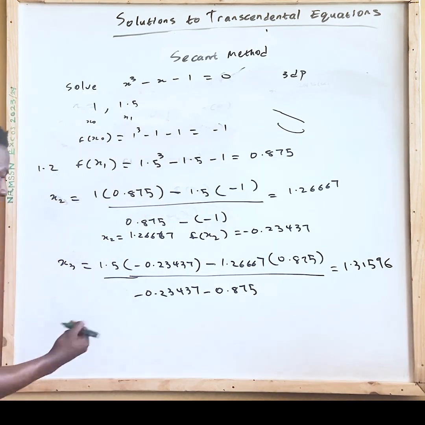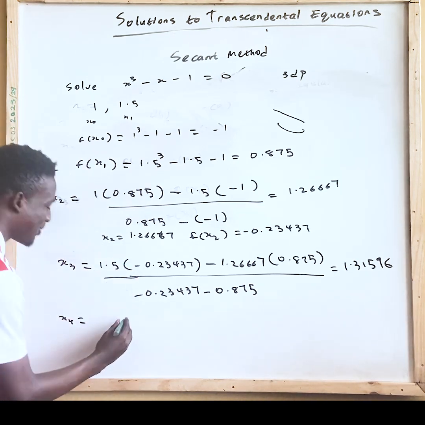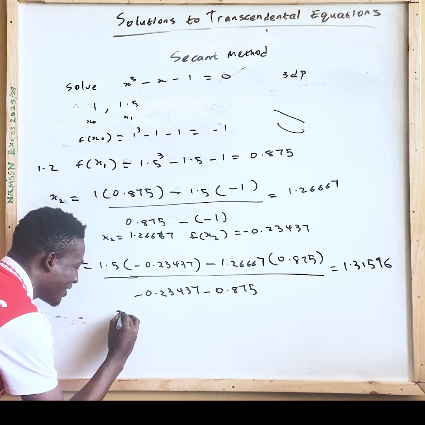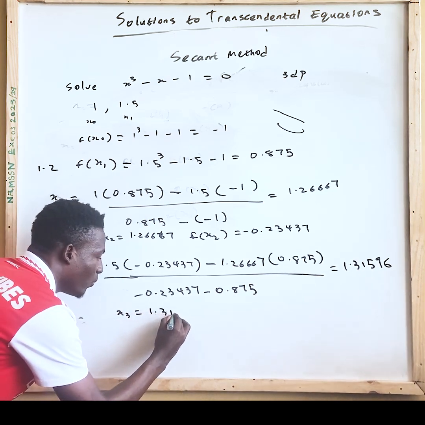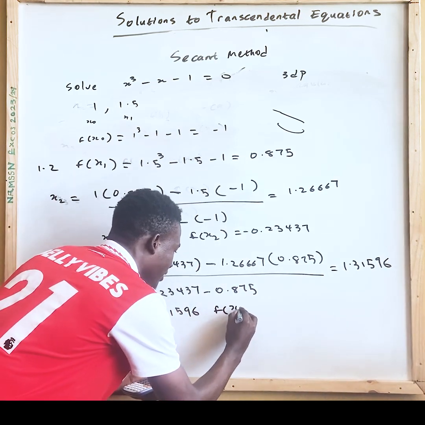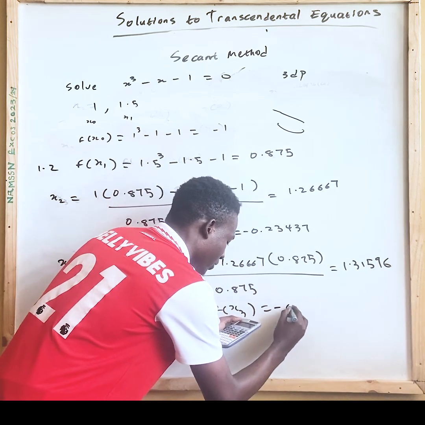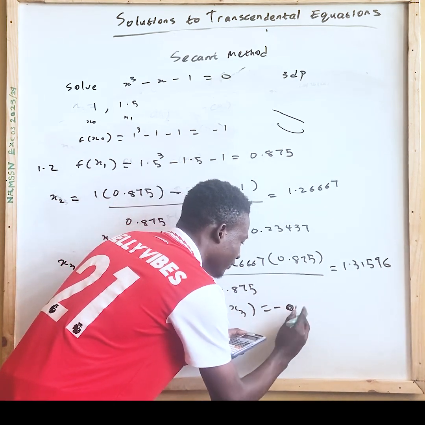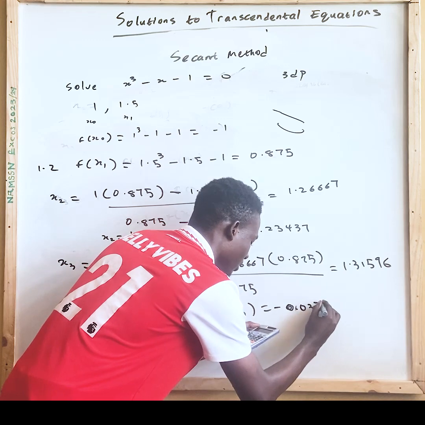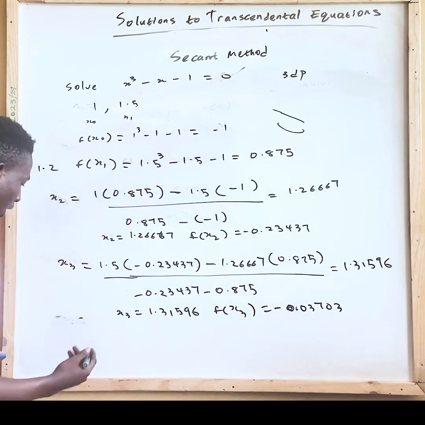So okay, moving on. I think I can do x4 here. So x4 becomes x3. Oh, I'm missing something. So x3 equals 1.31596. So I have f of x3 equals minus 0.03703. So I can go for x4.